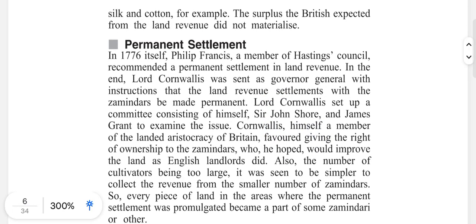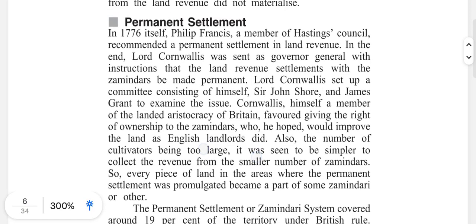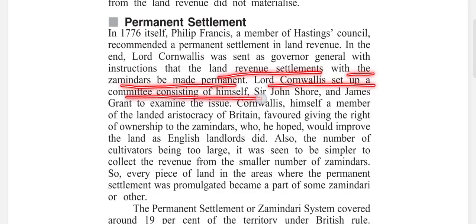Philip Francis, a member of Hastings' council, recommended a permanent settlement in land revenue. In 1786, Lord Cornwallis was sent as Governor-General with instructions that the land revenue settlements with the zamindars be made permanent. Lord Cornwallis set up a committee consisting of himself, Sir John Shore, and James Grant to examine the issue.